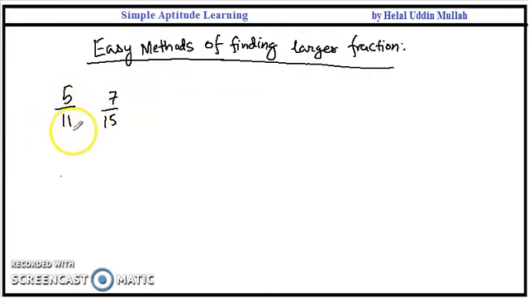If you want to divide 5 by 11, it is a big task, or if you also want to divide 7 by 15, you cannot find it in a short time without using a calculator. But to know which value is greater, we can use a shortcut trick. Multiply the numerator of the first fraction with the denominator of the second fraction, that is 5 by 15, which is equal to 75, and we write that here.